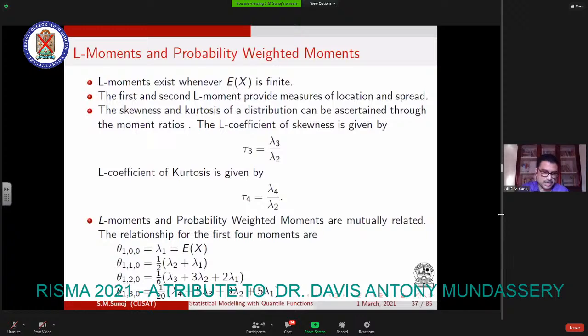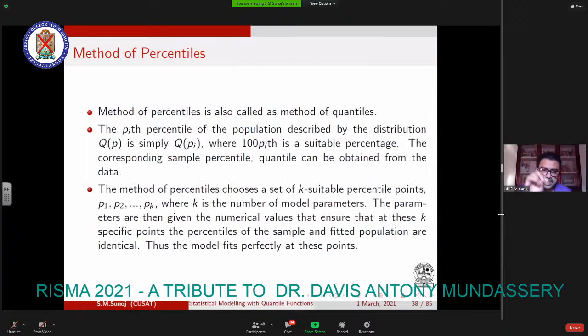And I have already mentioned that the two approaches, PWM and L moments, are equivalent in the sense that now we have a list of relationships. Theta 100 is nothing but the first L moment. Theta 100 is a notation for the probability weighted moment, and it is nothing but the first L moment. And similarly, you can construct the second, third, and fourth probability weighted moments, and from those we also get the respective L moments. So this is the interrelationship.